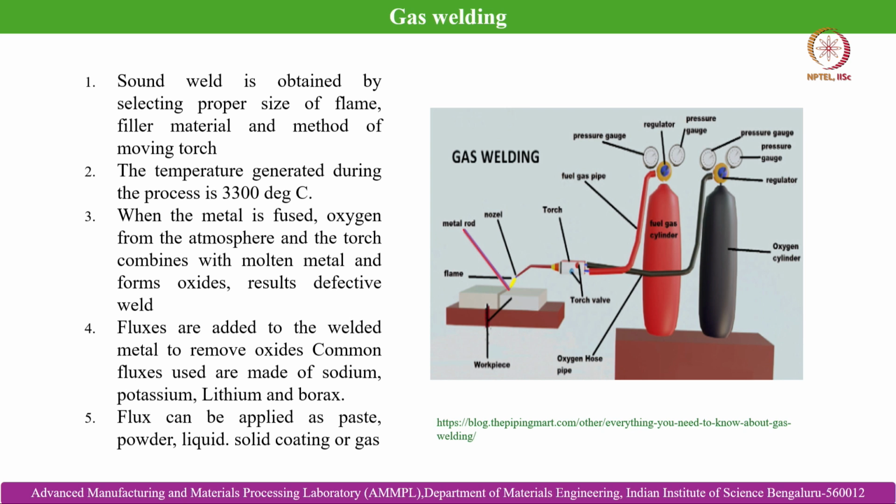This is the arrangement shown over here. You can see the nozzle from where the gas is coming out, which is connected with the welding torch. This is the welding flame which is generated, this is the workpiece where the welding is happening, and this is the oxygen hose pipe. We generate the flame using two different gases: one is the fuel gas, acetylene, that is C2H2, and the other is oxygen. Combining both, we generate the flame and accomplish the welding.